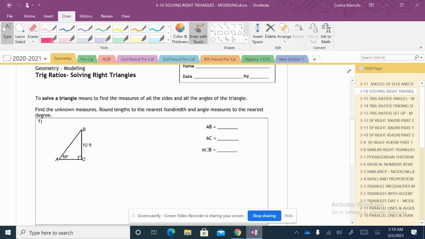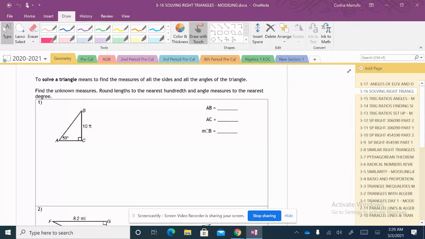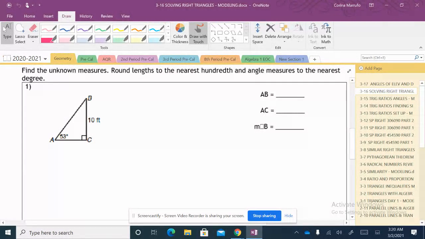Alright, so for today we're going to be solving trig ratios, or we're going to be solving right triangles. To solve a triangle means to find all the measures and all the sides. What we've been doing is finding the missing sides and the missing angles. They'll give you one to find and that's all you had to do. Now we're going to find every single angle and every single side on this triangle.